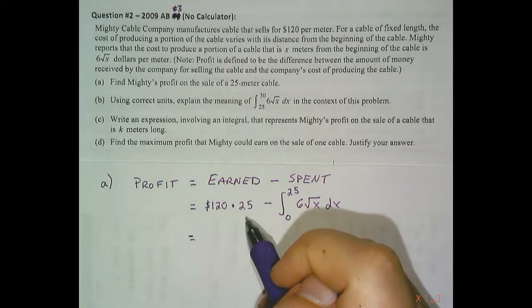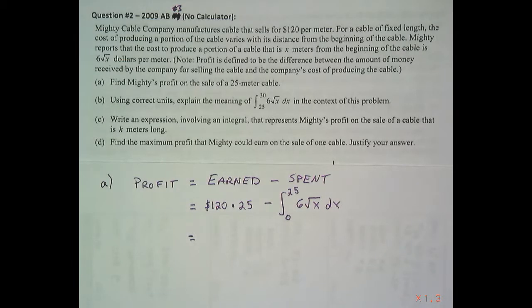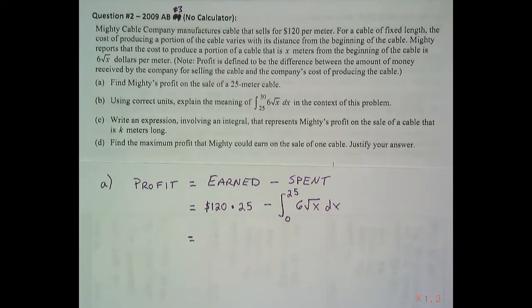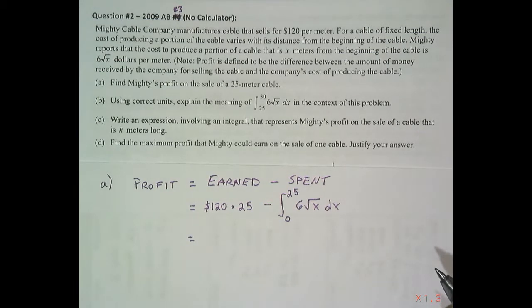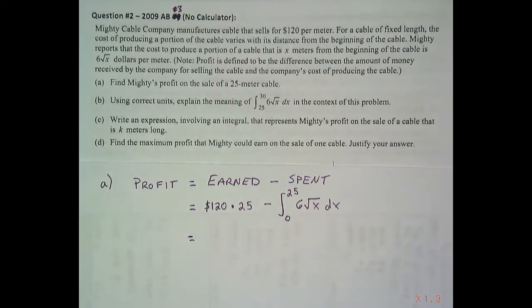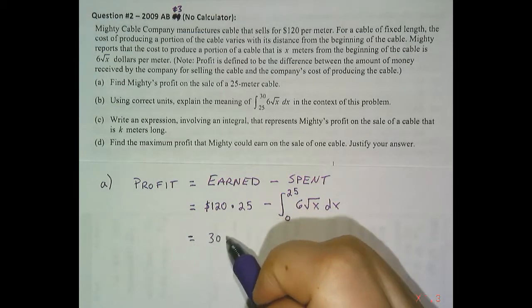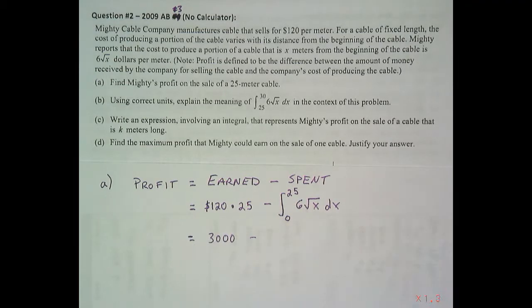$120 times 25, I don't know, what is that, 120 times 25? I wonder if this was a calculator active question. I don't know, anybody get the 120 times 25? You're a math student. This value is $3,000.